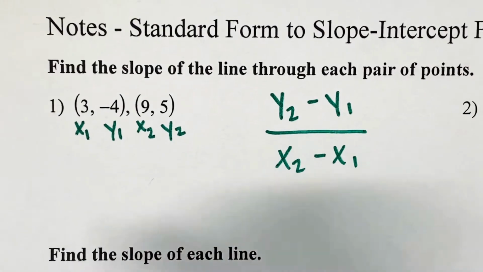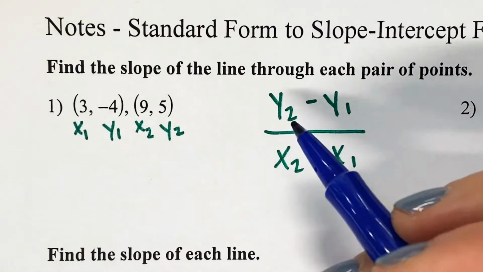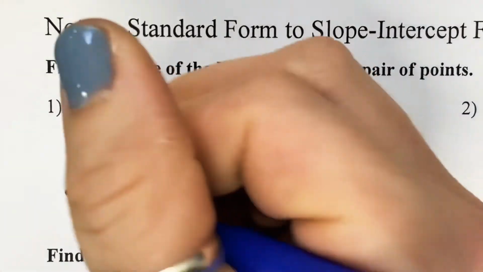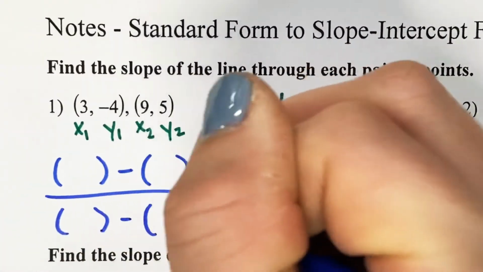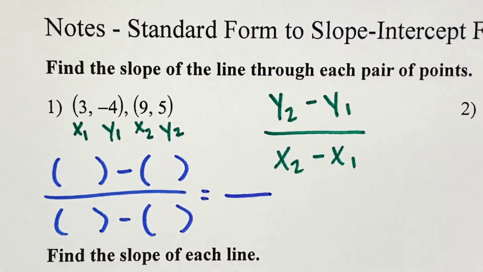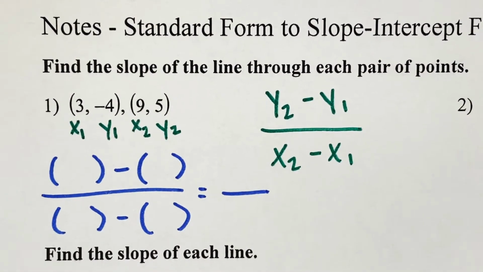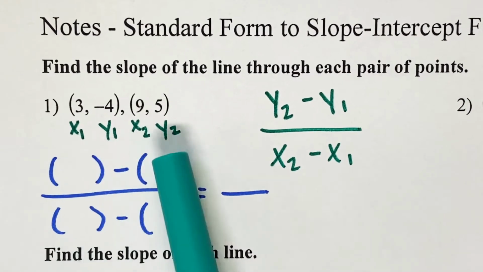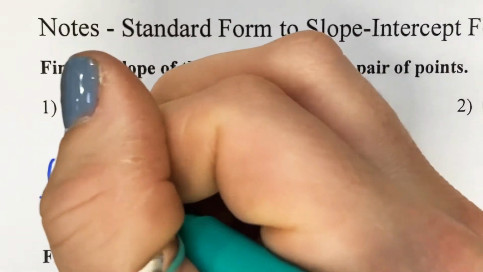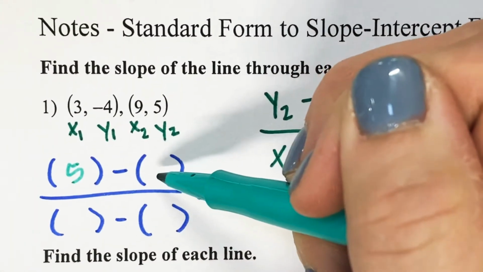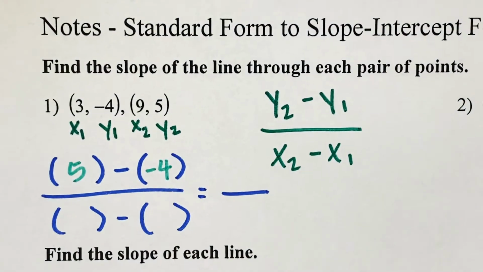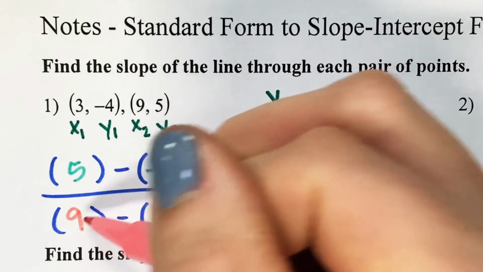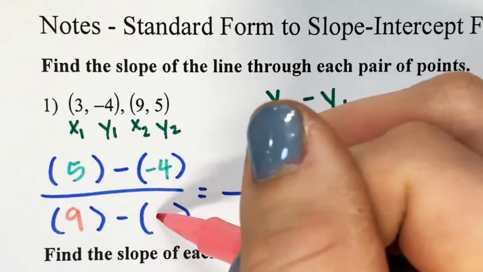Now that we have labeled these, let's plug them into our formula. I'm going to rewrite the formula, but I'm not going to write y2, y1, x2, and x1, I'm just going to put little blank spaces. So y2 minus y1 over x2 minus x1, and we're going to figure out what this is. First we need the y's on top. I have the y2 spot right here, which is lined up with 5, so I'm going to put 5 right here, minus my y1, which is -4. On bottom I have my x's, and x2 comes first, so 9, subtract x1, which is 3.